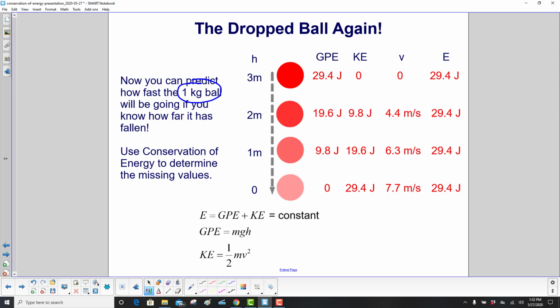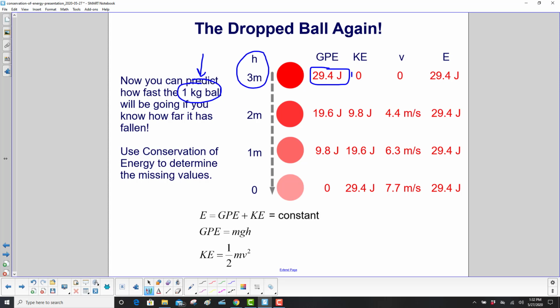We have to start at this point here. That's where we know all the energy is GPE because the ball is at rest. So GPE is mgh, so we'll multiply the mass times g, which is 9.8 meters per second squared, times the height, which is 3 meters, and we get this answer here, 29.4 joules.